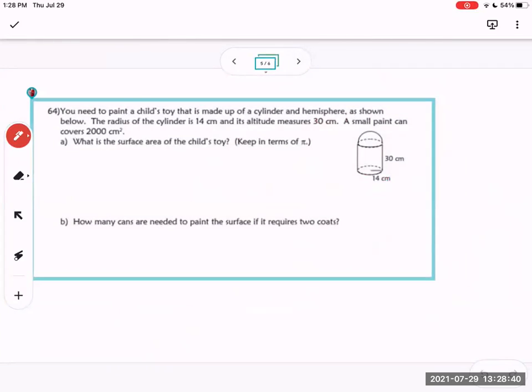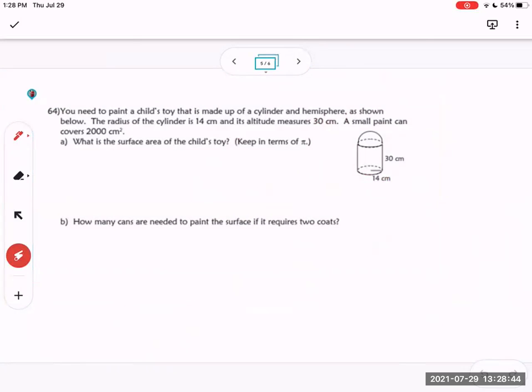Next question. You need to paint a child's toy that is made up of a cylinder and a hemisphere, as shown. The radius of the cylinder is 14 and its altitude is 30. One small paint can covers that much. What is the surface area of the child's toy? They want us to keep it in terms of pi.